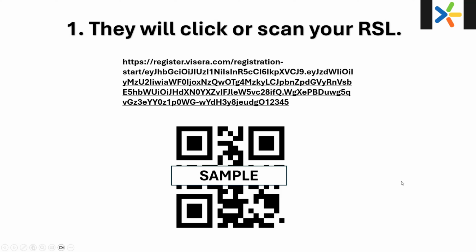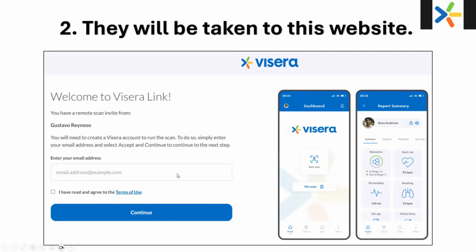But anyway, what happens when somebody clicks on your remote sign-up link or they scan the QR code? Here's what happens. They will be taken to this website. Now, this website is going to say that they need to create their own profile. So they'll enter their email address, check that they've read the terms, and then continue.